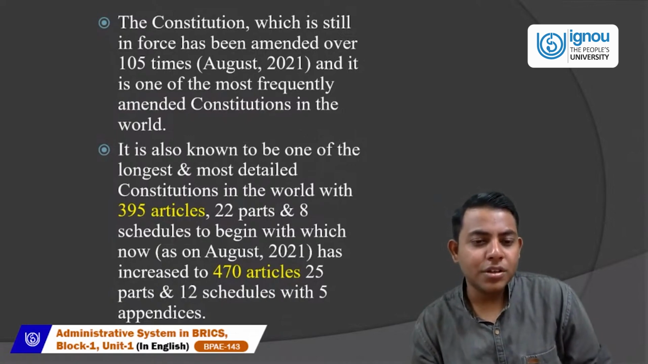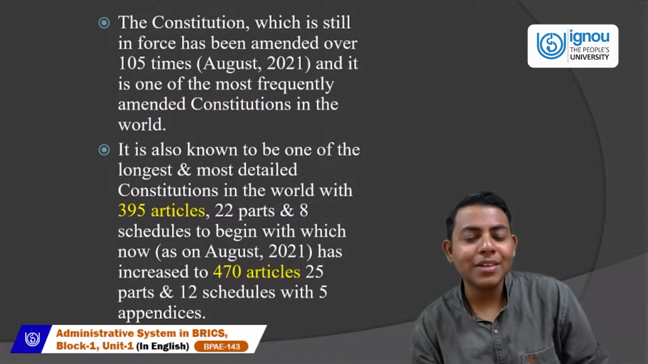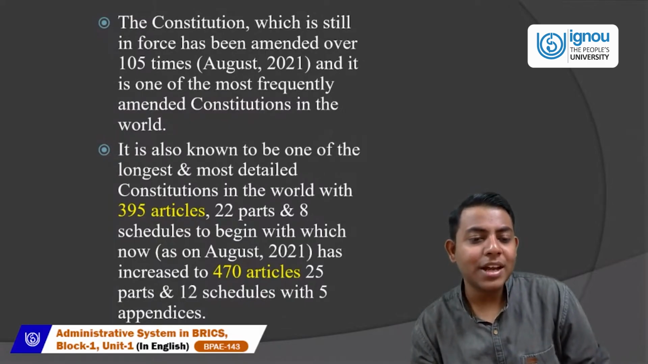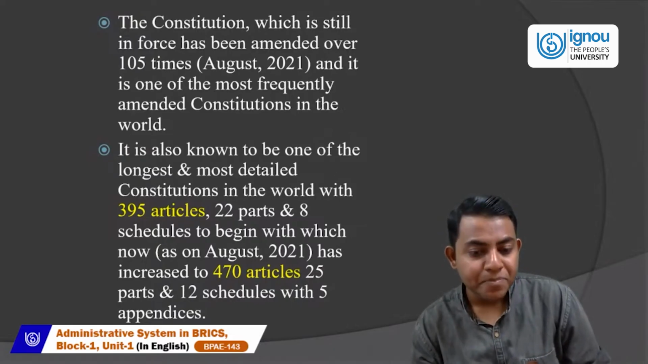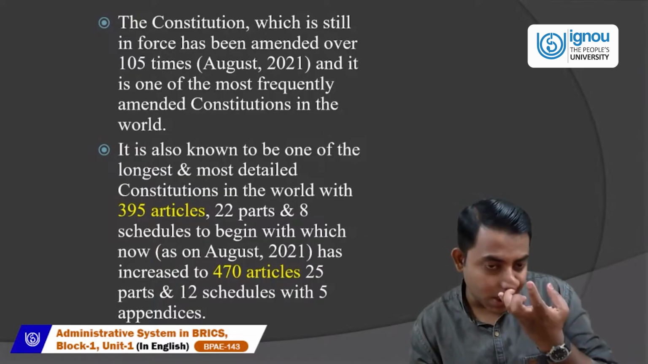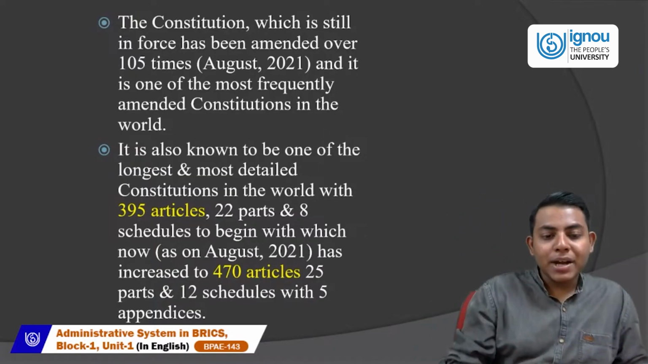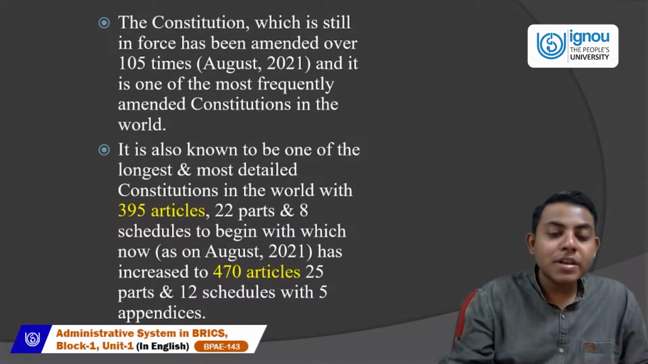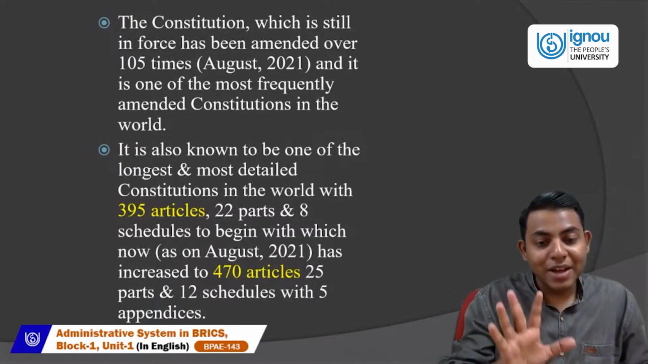Our constitution is also known to be one of the longest and most detailed constitutions in the world. Originally there were 395 articles, 22 parts, and 8 schedules. However, now they have increased to 470 articles, 25 parts and 12 schedules, as well as 5 appendices.